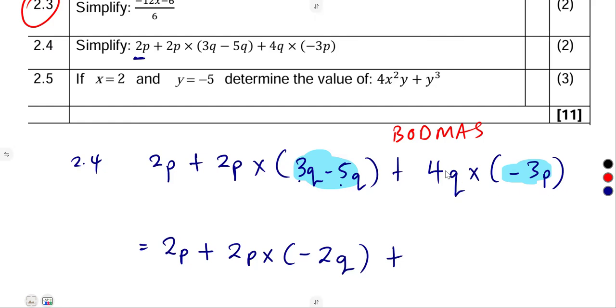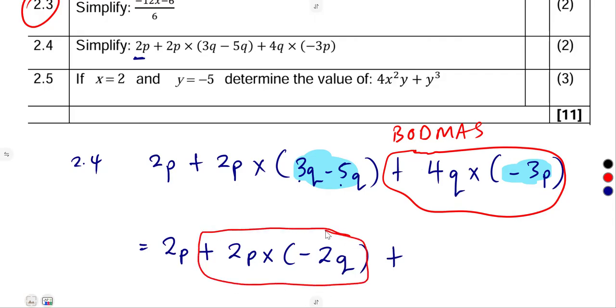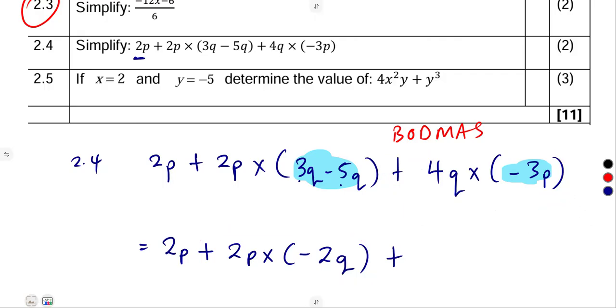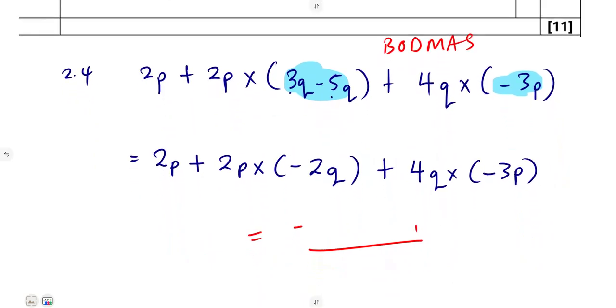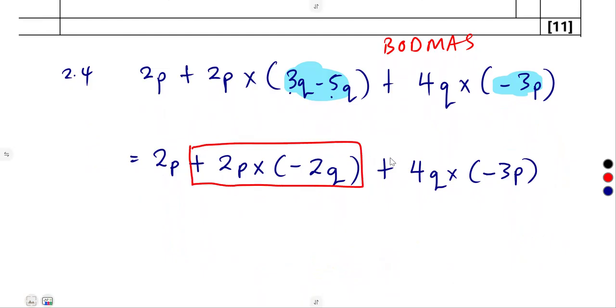This one I'm not going to simplify, because as you can see, it is the same presentation as this one. I want us to do that one at the same time. So this is 4q, I'm just going to rewrite as it is, times minus 3p as it is given. I want us to see that this is exactly the same presentation of these two. Here, 2p times this. Here there is 4q times this. Same presentation.